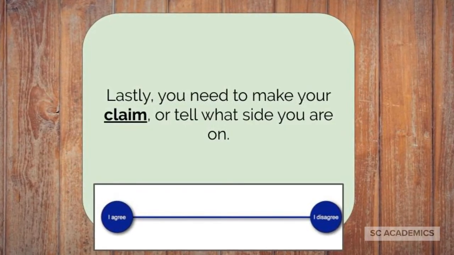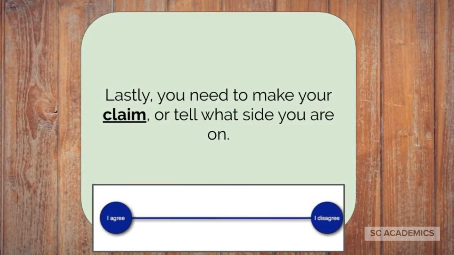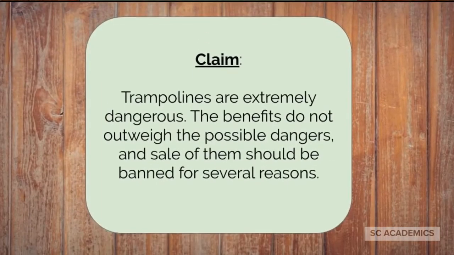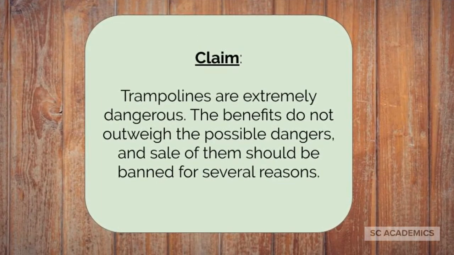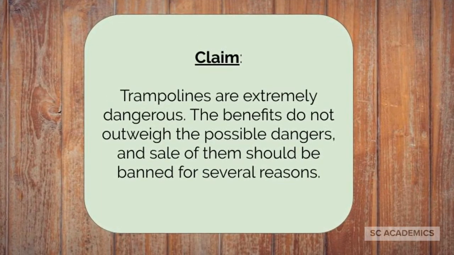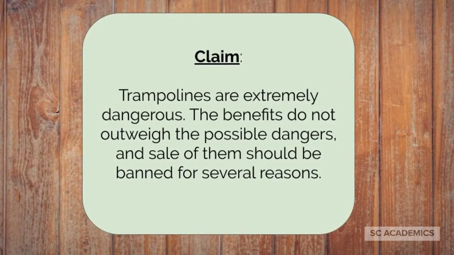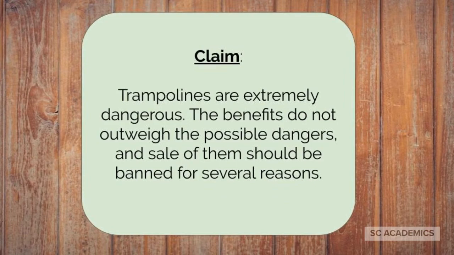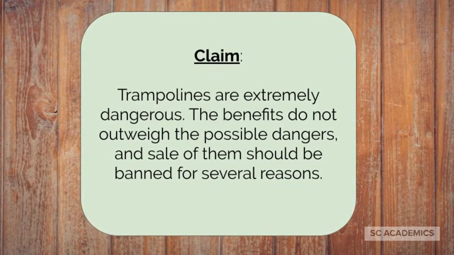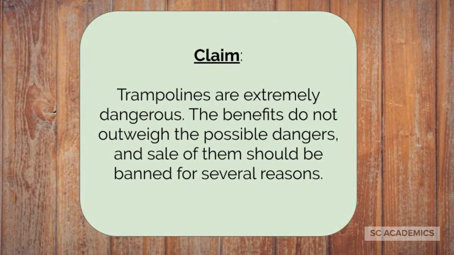Lastly, and most importantly, you cannot leave this out. You need to make your claim, or tell what side of the argument you are on. My claim says trampolines are extremely dangerous. The benefits do not outweigh the possible dangers, and sale of them should be banned for several reasons. That's it. It's short and sweet, and it gets the point across. It tells your audience what side you're on.